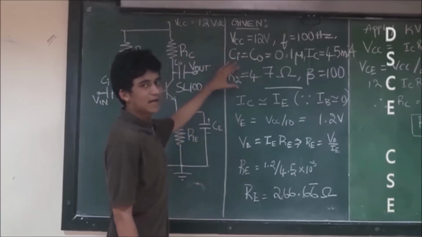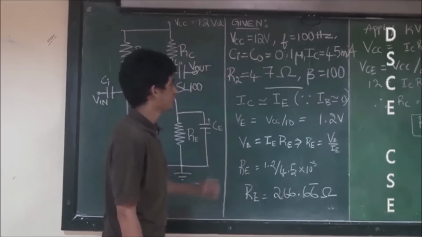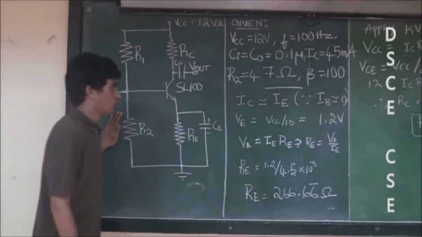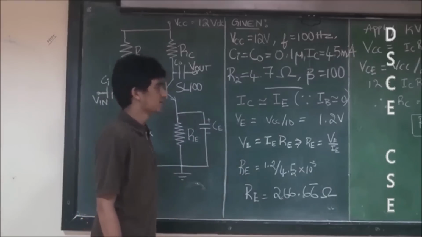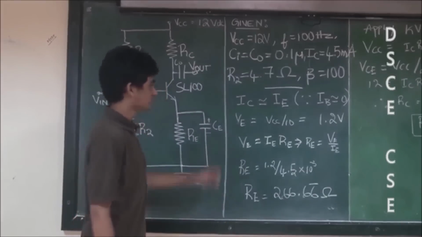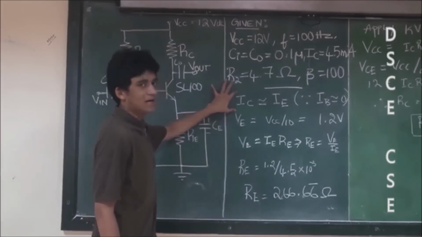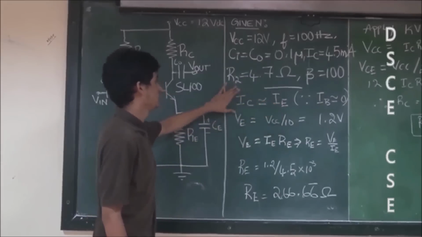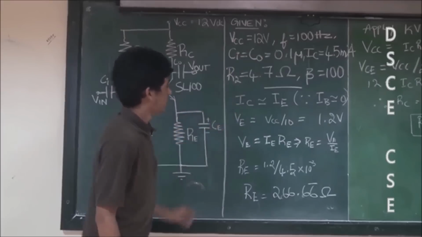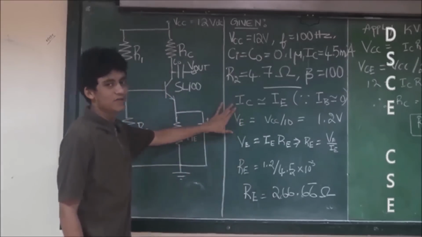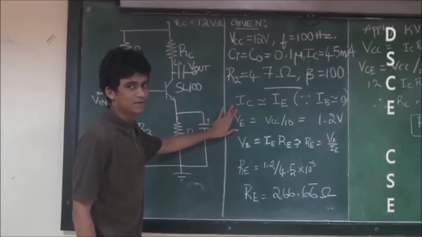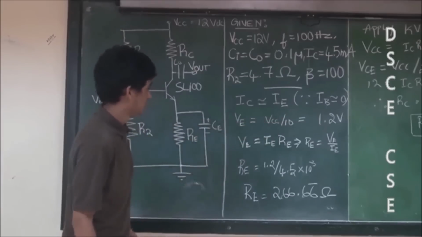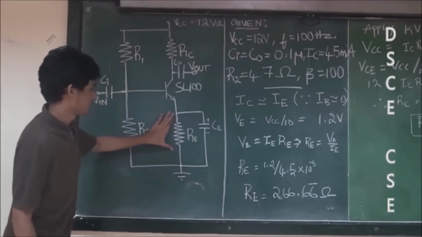The collector current IC equals 4.7 milliamperes. And the resistance R2 is assumed to be 4.7 ohms. The beta value of the transistor is equal to 100. We know that for all transistors, IB, the base current, is very small, so we can assume IC equals IE. And we also have the relation VE equals VCC by 10. By substituting the values, we get the value to be 1.2 volts. VE is the voltage across the resistor RE.